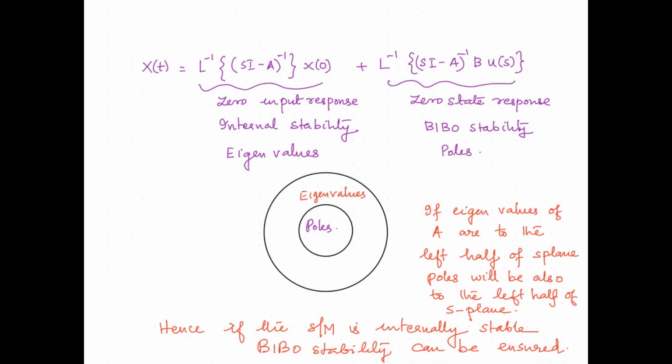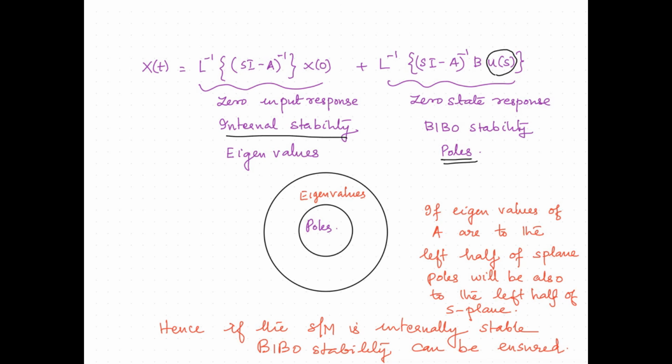Now let us consider the system response given by x of t is equal to Laplace inverse of sI minus A inverse into x of 0 plus Laplace inverse of sI minus A inverse into B into U of s. We have seen that the first part is the zero input response and the second part is the zero state response. Bounded input, bounded output stability, as mentioned before, is related to a bounded input, so it is related to the input part, and we can say that it is related to the poles of the system, whereas internal stability is related to the eigenvalues of the system.